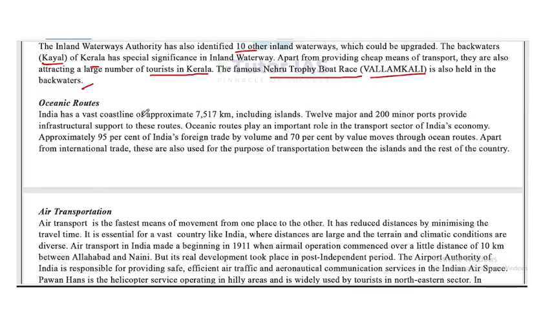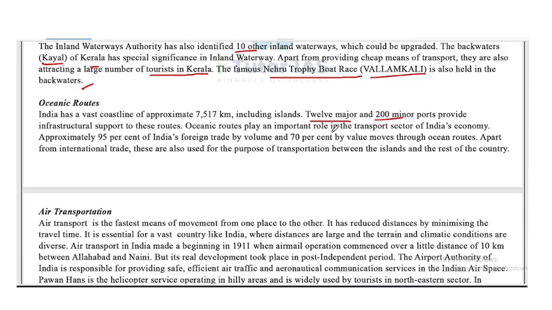India has a vast coastline of approximately 7,517 km, including islands. 12 major and 200 minor ports provide infrastructure support to these routes.